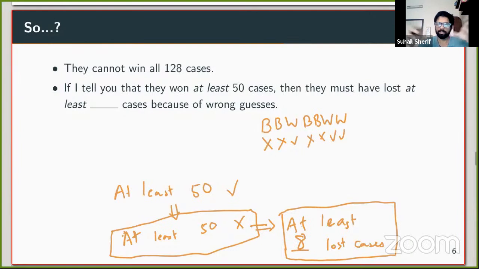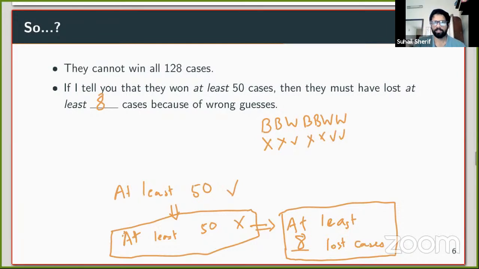Because you can have 7 wrong answers all in the same case. And that's a good thing for us, actually, because we have at least 50 crosses. By making all the crosses go into the same cases, we're using very few lost cases to cover all those 50 crosses. So the answer is there are at least 8 cases lost because of wrong guesses.